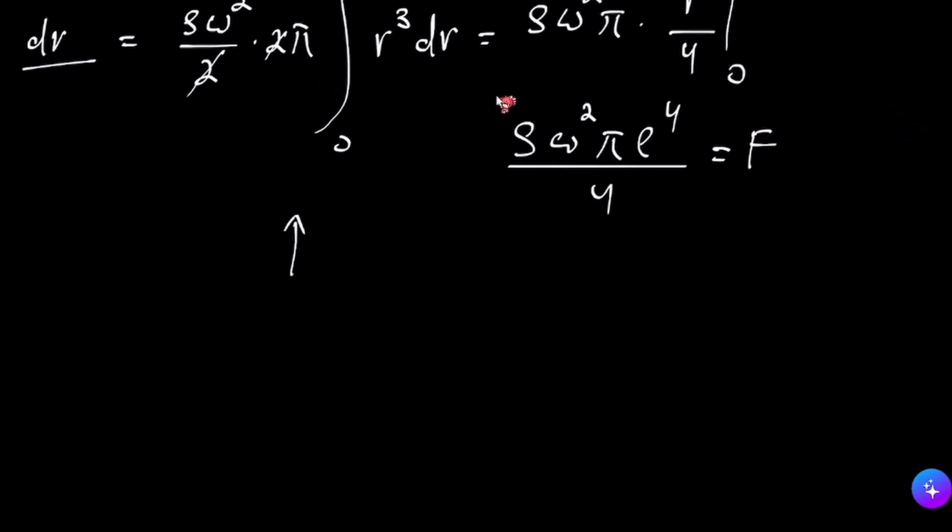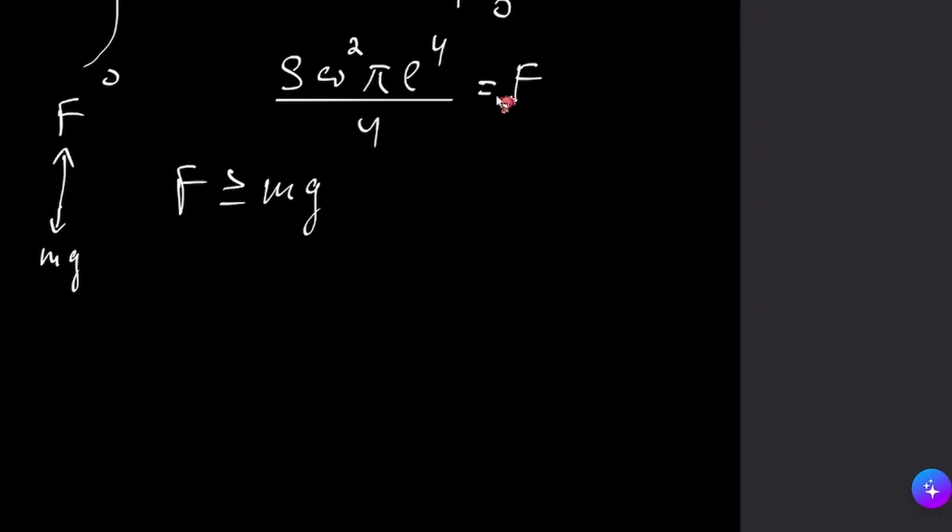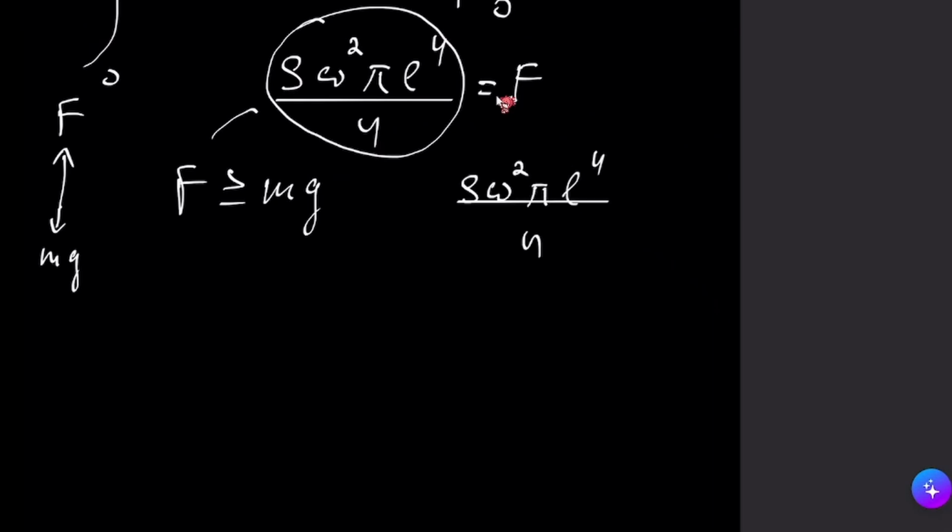Since the upward pulling force has to be more than the downward force, mg, F has to be more than or equal to mg for the helicopter to actually fly up. And F here is just this monstrosity. And if you plug it in for this, we get rho omega squared pi L to the power of 4 divided by 4 has to be more than or equal to mg. And just like that, we proved that this equation is valid.